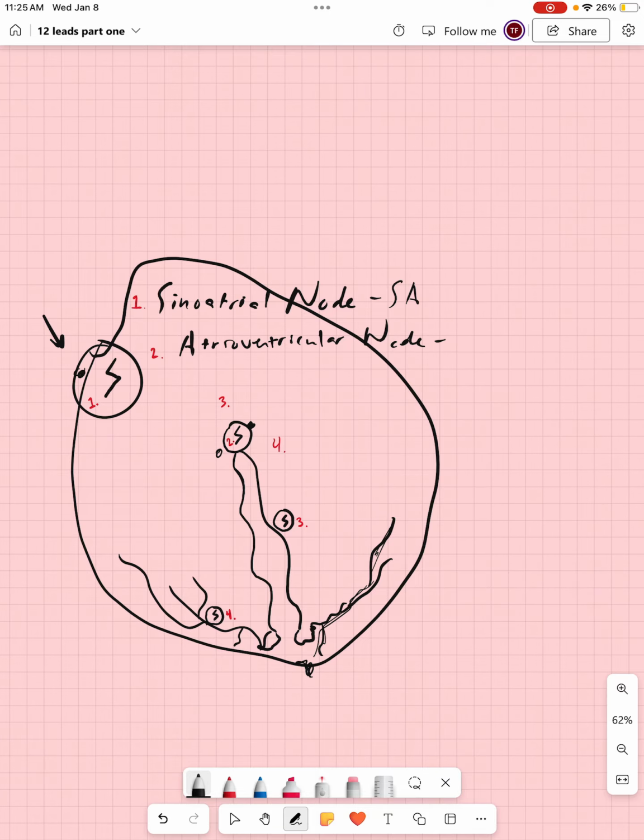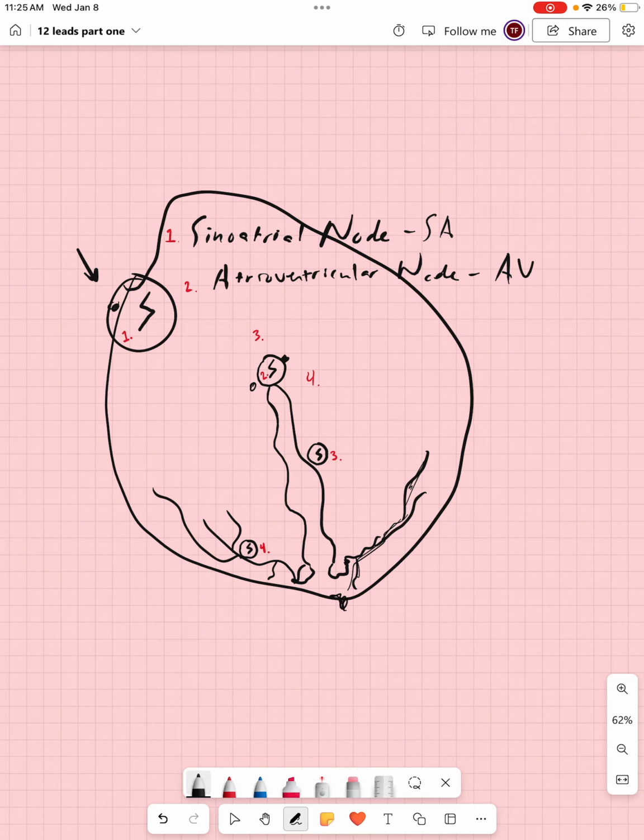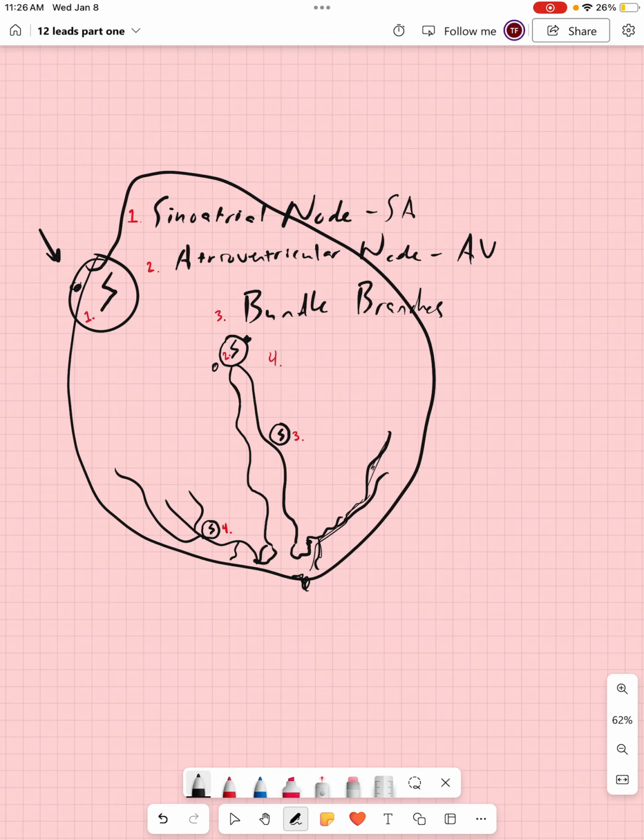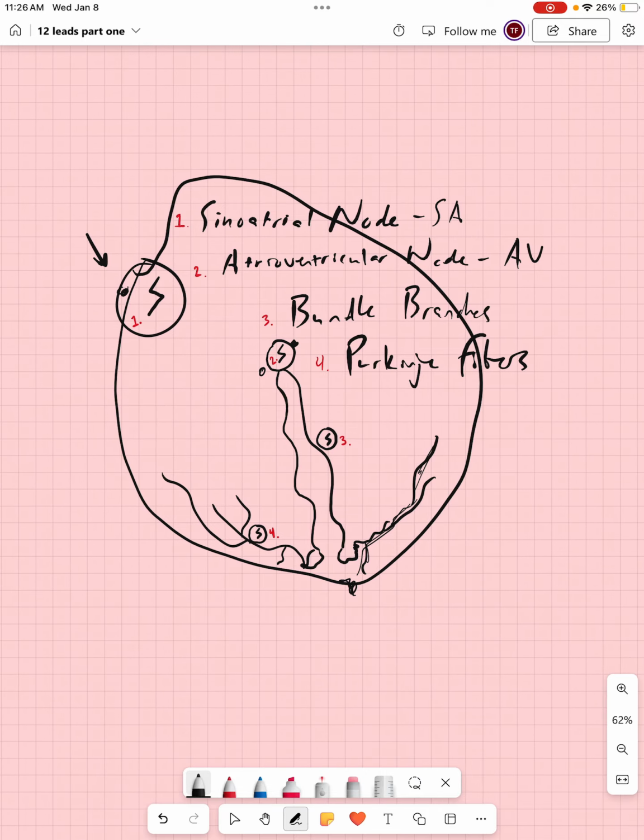You might hear that referred to as our AV node. Annotated by the number 3, we have these spindly descending lines, and those are going to be our bundle branches. We will go over these in further detail after they are identified. And annotated by the number 4, we have our Purkinje fibers. Okay, so what does all that mean?